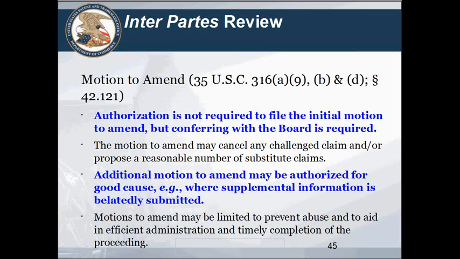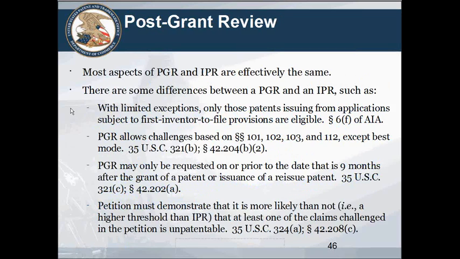One example of where we may allow an additional motion to amend is where we have let supplemental information come in belatedly. Another situation where we may allow an additional amendment is where the parties are settling and an amendment will facilitate that settlement. Because the time for completion of the trial is short, it's important for the board to prevent abuse of the amendment process. So that's another reason we want to talk about these before you file them.